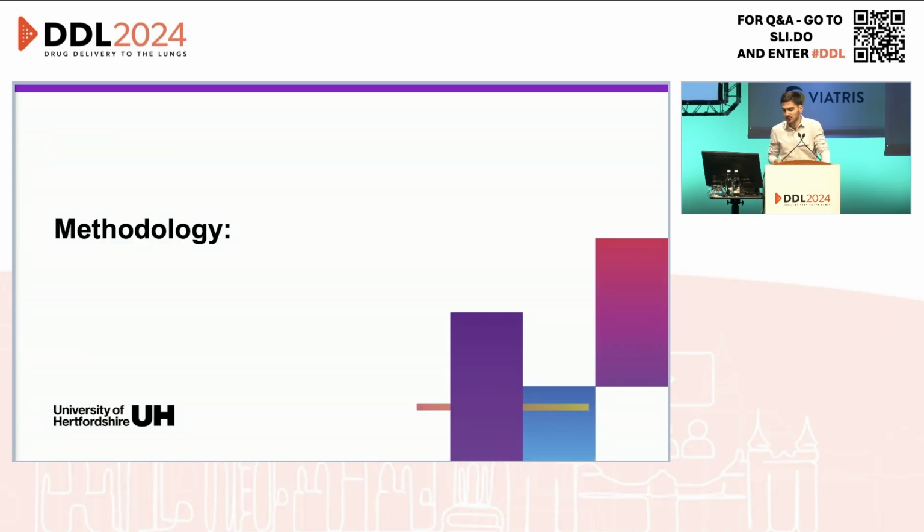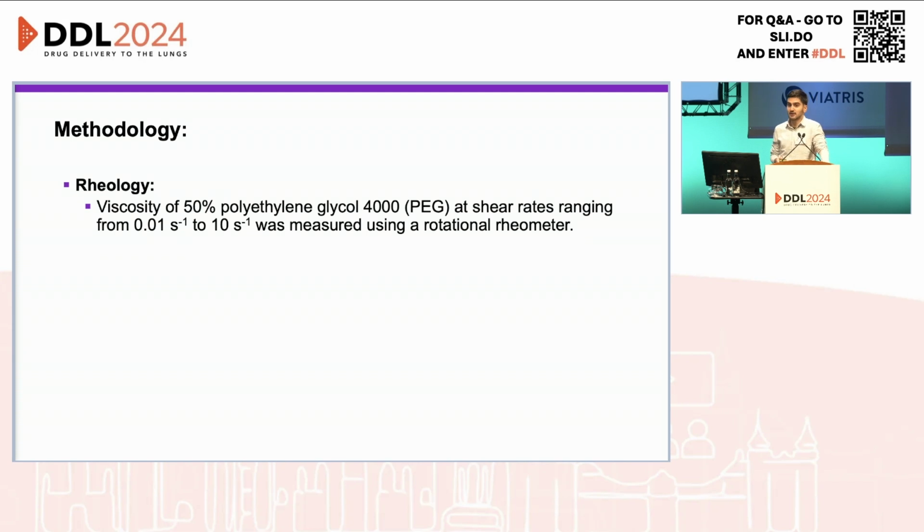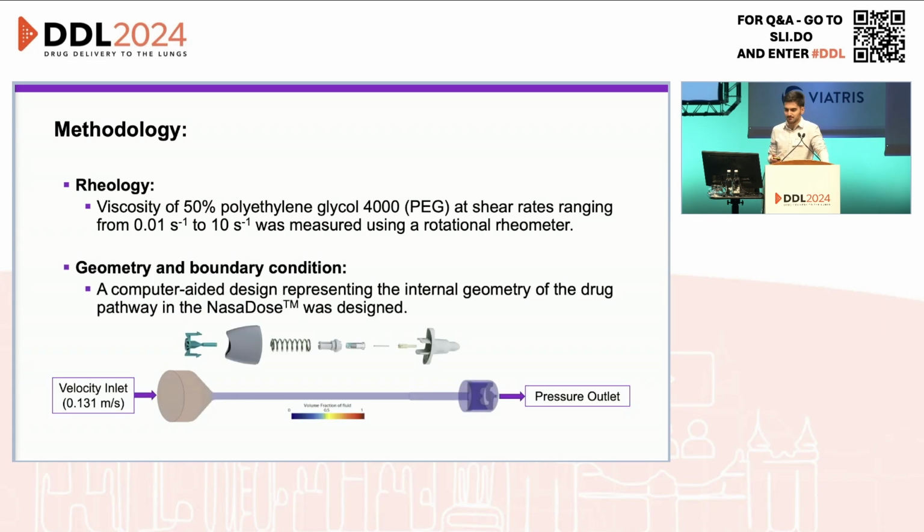Moving on to the bit of my methodology here, we initially looked at rheology of some formulation, and that was 50% polyethylene glycol 4000. This was done at shear rates ranging from 0.01 reciprocal seconds to 10 reciprocal seconds, and was measured using a rotational rheometer.